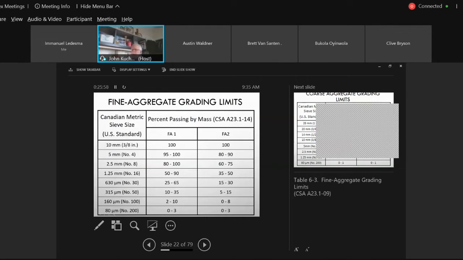Taken out of CSA, we have 2 gradings, fine aggregate grading 1 and fine aggregate grading 2. For the City of Winnipeg, when we're designing the concrete pavement, we're going to be following FA1. This is the one that's most common. And you can see here that with these 2 aggregates, FA2 means it can be a little coarser. Again, for certain reasons. What's your concrete going to be designed for?